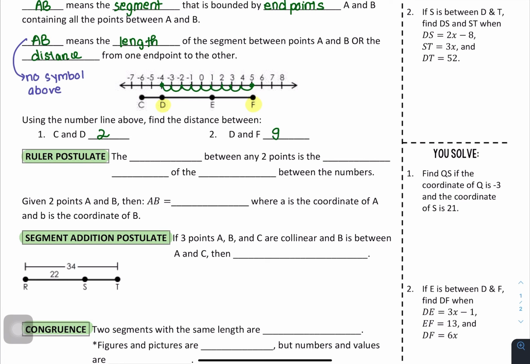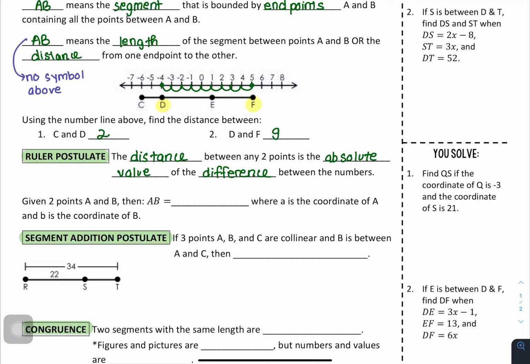So the distance between any 2 points is the absolute value of the difference between the numbers.